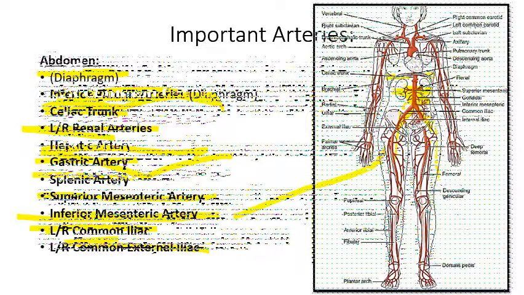Then there's a couple of other arteries, the peroneal and the fibular artery, and the anterior and posterior tibial arteries that are associated with the fibula and the tibia. And then the lateral and medial plantar arteries, and then the dorsal pedis artery and the dorsal arch.